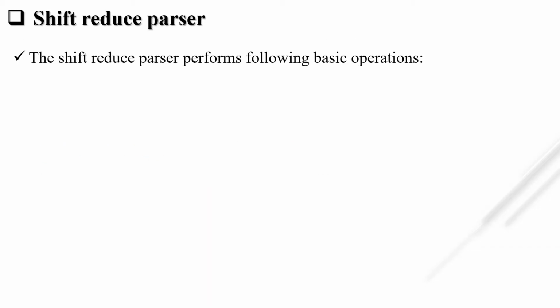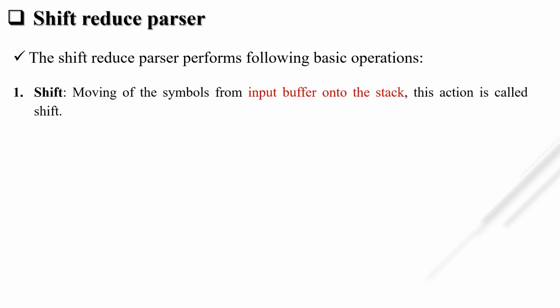So we are proceeding with the shift reduce parser. The shift reduce parser performs the following basic operations. To implement this method, we have to perform the following operations. First one is shift. What is shift? Moving of symbols from the input buffer onto the stack. This action is called shift.